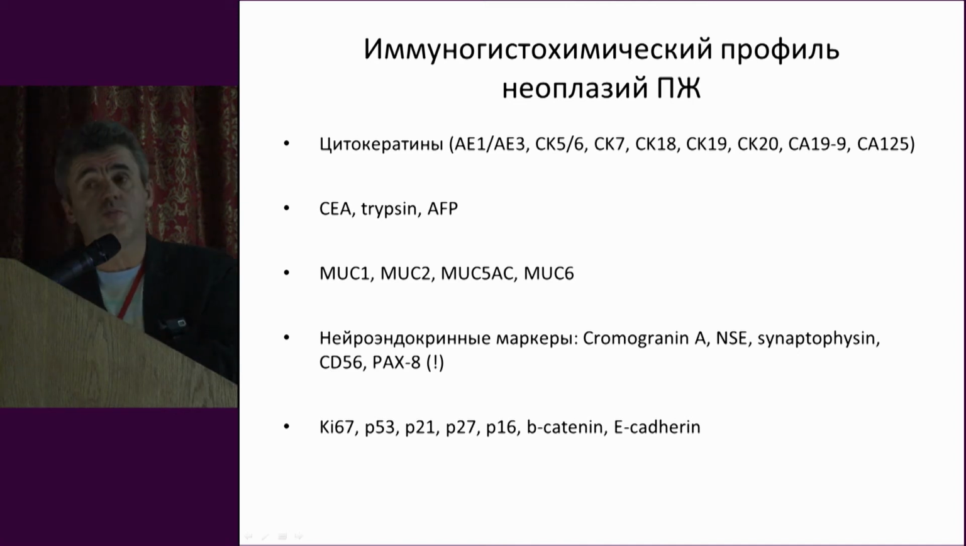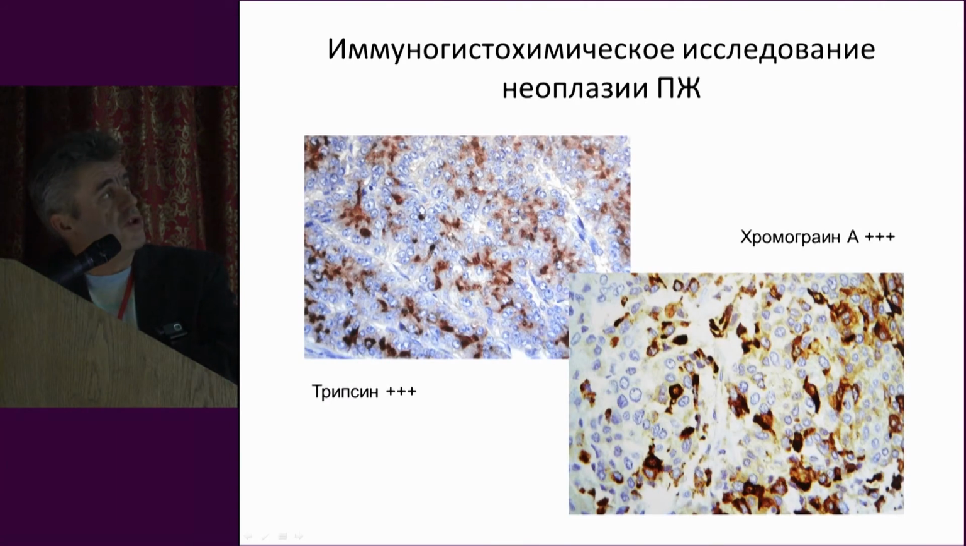And another marker, PAX8, at the moment is used in order to detect metastasis of neuroendocrine carcinoma in the regional lymph node metastasis. When it is detected as a positive transcription factor, then it's not only the neuroendocrine carcinoma, but the neuroendocrine carcinoma can be detected as the one originating from the pancreatic gland. And last but not least, immunohistochemistry is used in order to detect the extent or the grade of malignancy.